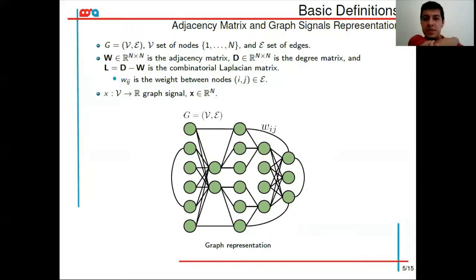The degree matrix is a diagonal matrix in which each element of the diagonal is the sum of all the weights arriving to that specific node. The Laplacian matrix is the degree matrix minus the adjacency matrix. Finally, we also have the graph signal, which is a function that goes from the set of nodes to the real values, and we can represent a graph signal with a vector in R^n.